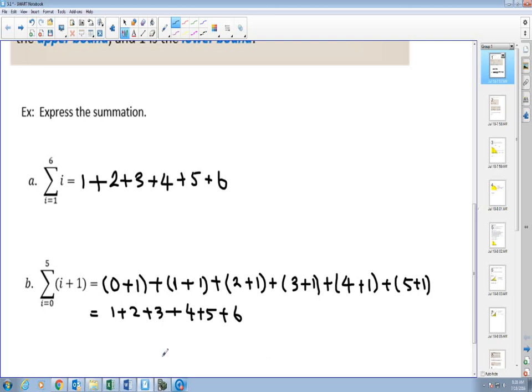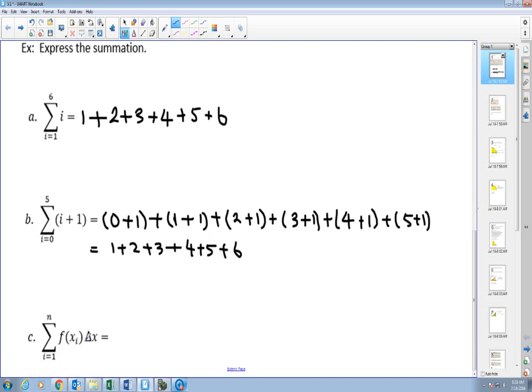Starting from 0 all the way up to 5, for i plus 1. If you look at the difference between part A and part B, in part B you actually get 6 terms, because i starts at 0 and is then added to 1. If you count on your fingers from 0 to 5, it's actually 6 fingers. From 1 to 6, starting with 1: 1, 2, 3, 4, 5, 6. It's very strange.